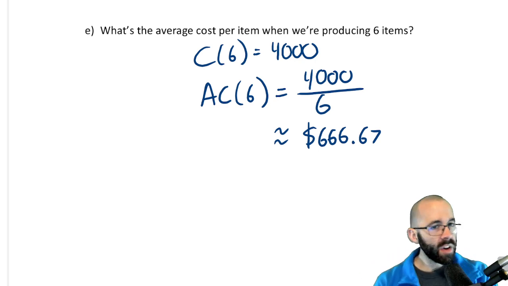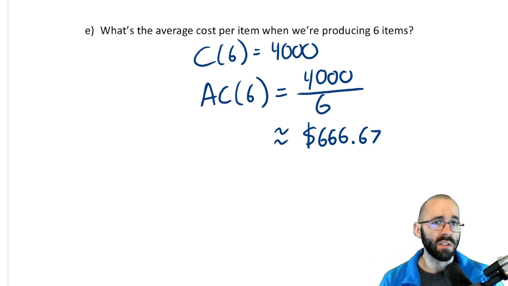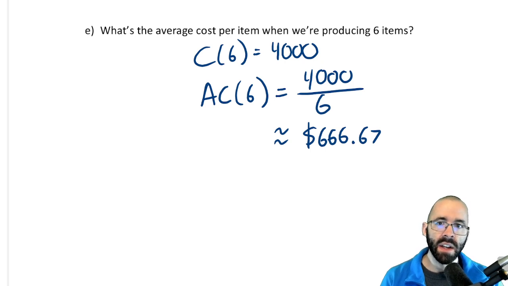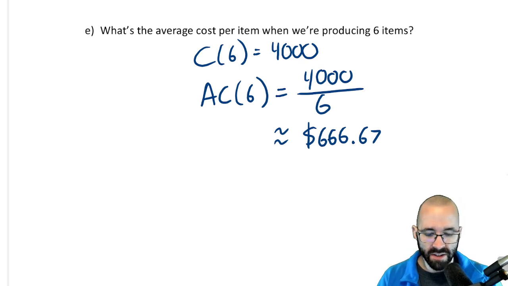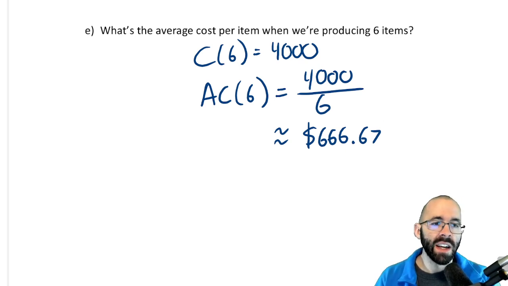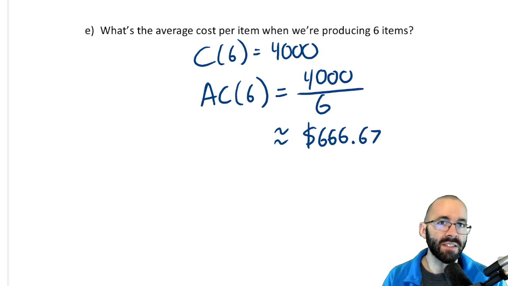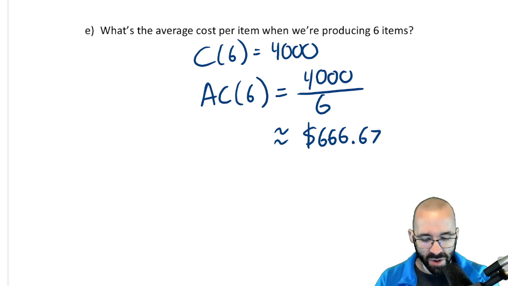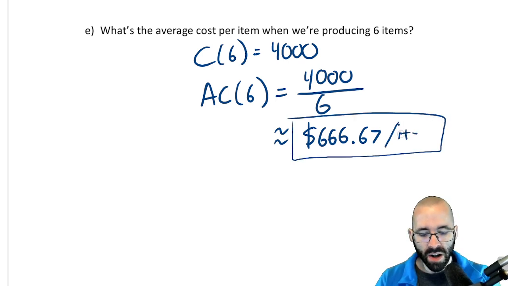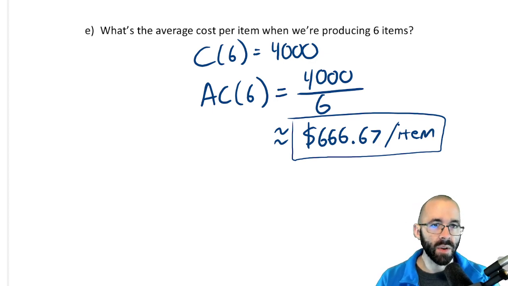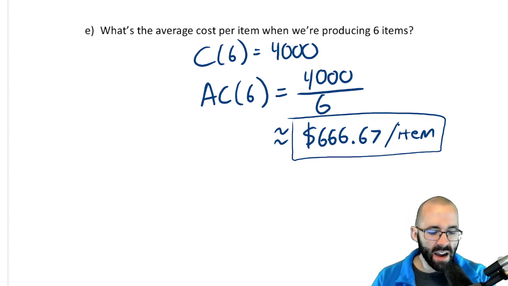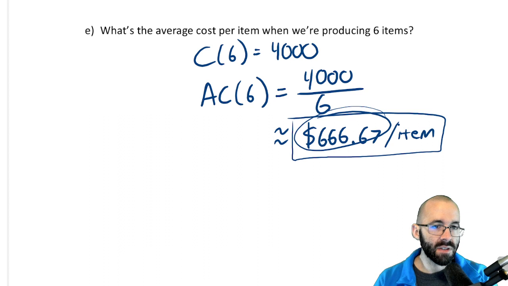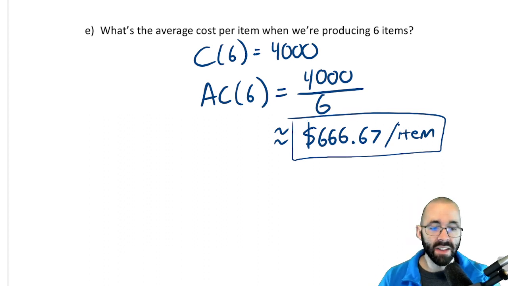All right, so the average cost is about $666.67. How do I know how to round? Well, we're talking about dollars. So usually we'll round to dollars and cents. Sometimes the problem will specify, but it's a good rule of thumb when you're talking about money to round to the dollars and cents. Well, if you're talking about American money, there are money systems that don't have the cent thing or fractional things, but we won't talk about that too much here. And what are the units? Average cost will be dollars per item. Okay. So when we're producing 6 items, our total cost is $4,000, which means we're paying on average about $666 per item. And that's how we tie things together.